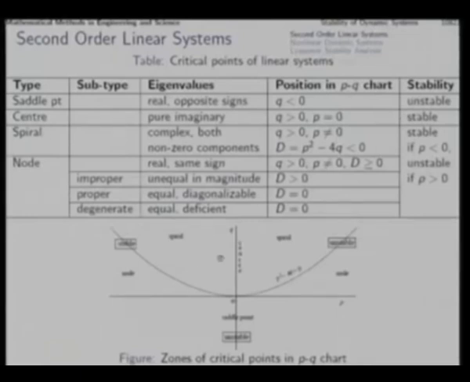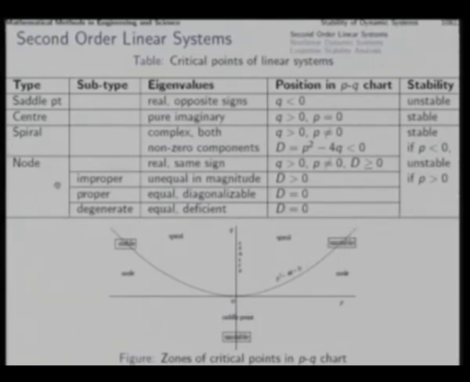In the case of the PQ point lying above this parabola P square equal to 4q, you have got spirals, right. So eigenvalues are complex and both real and imaginary parts have non-zero components. So you get here negative P stable spirals and positive P unstable spirals. So with P negative, you get stable points here, and with P positive, you get unstable, whether it is spiral or node.